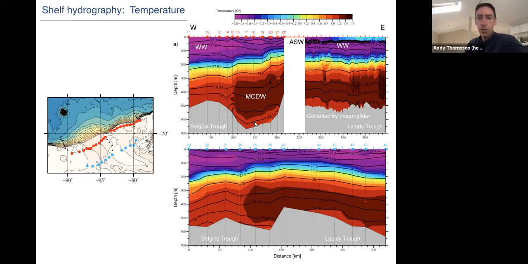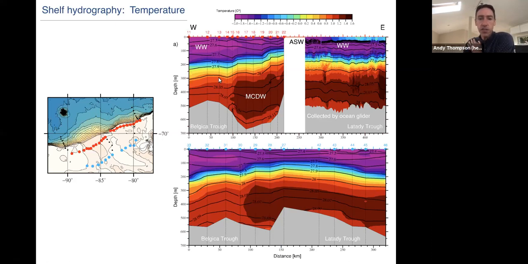You can see here that the warmest water is not located at the surface, but it's flowing in at depth. This is this modified circumpolar deep water. And we can see that this warmest water sits very much on the eastern side of the trough. You have this warm water coming in. You can certainly see that coming in the Latady Trough as well.